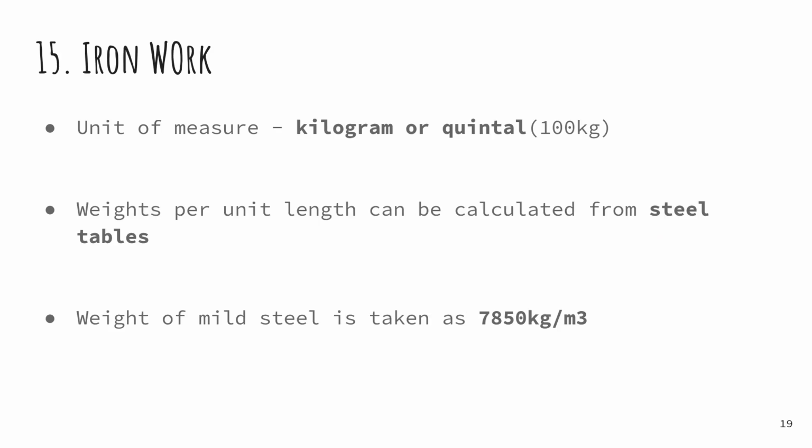Okay. So the next one is ironwork, and the unit of measure of ironwork is kilograms or quintal, and weights per unit length can be calculated from steel table. So for ironworks, we usually use some standard sections, and the weights could be calculated from steel tables. And the weight of mild steel is usually taken as 7,850 kilogram per meter cube.